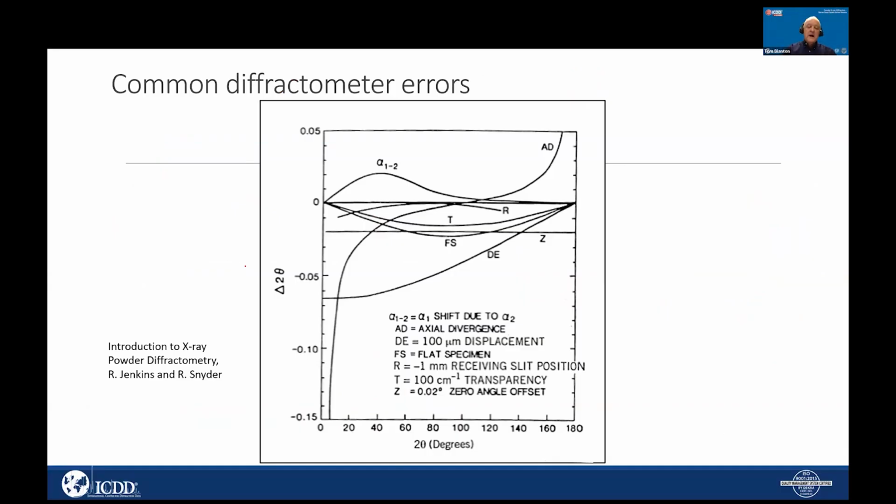Now, in the book from Jenkins and Snyder, they have a figure that talks about common diffractometer errors, and this is kind of where our focus is going to be today. They talk about different errors that will shift your diffraction peak positions, and it's these shifts that cause problems with phase identification. So we're going to focus on 2 of them today. One is called the displacement error, and one is transparency.